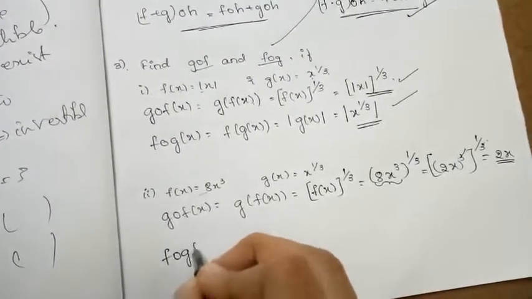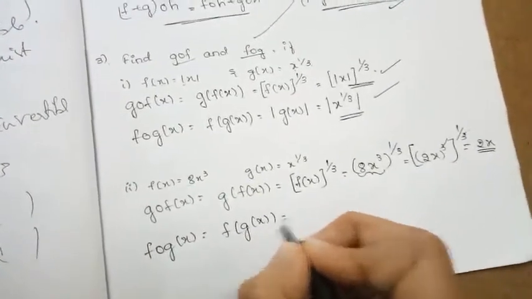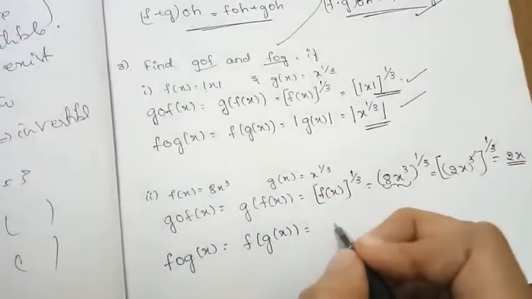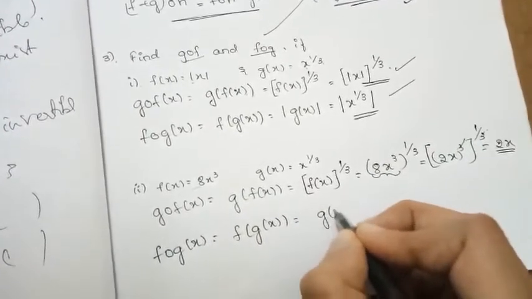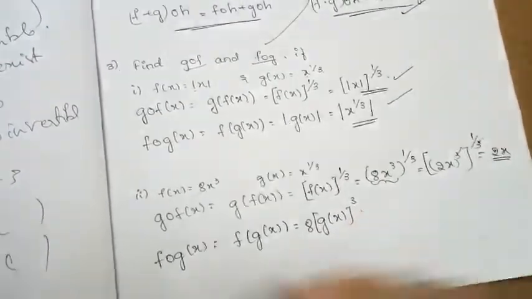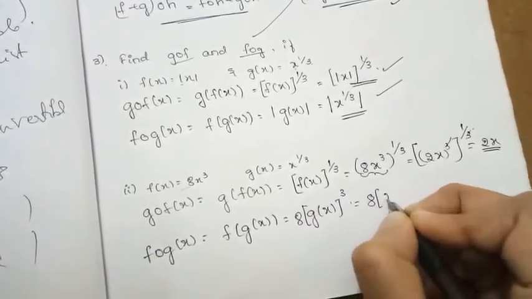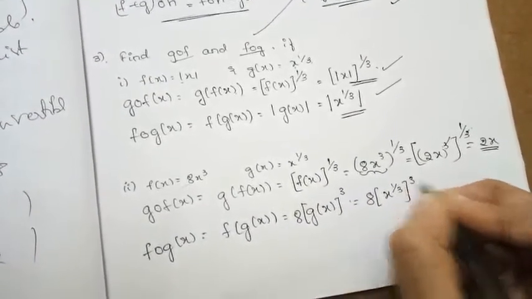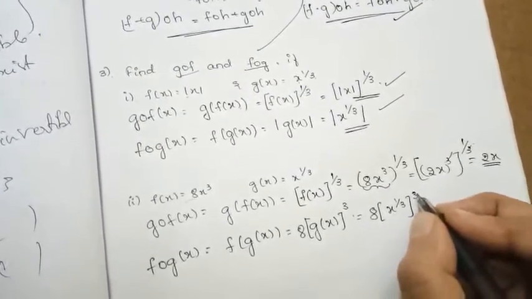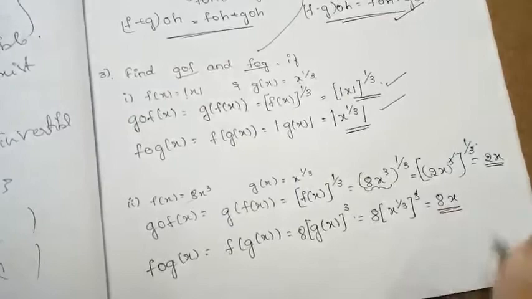Similarly, (f∘g)(x) is nothing but f(g(x)). f(x) is 8x cubed. f(t) is 8t cubed. So f(g(x)) means 8 times g(x) to the power cube. So what is g(x)? g(x) is x to the power 1/3. So 8 times (cube root of x) whole cubed means the cube root and cube cancel. It is nothing but 8x.